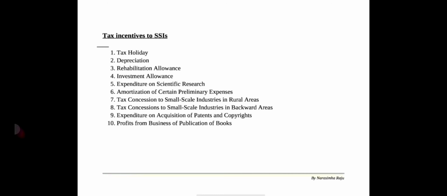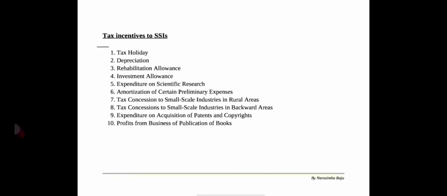And the last tax incentive or concession to the SSI is profits from the business of publication of books. Under Section 81A of the Income Tax Act 1961, which has replaced Section 81, with reference to the assessment year 1991-92, 20% of the profits earned by a small-scale industry from the business of publication of books is deductible from its gross total income. The deduction benefit is available for a total period of 5 years, beginning with the assessment year 1992-93.